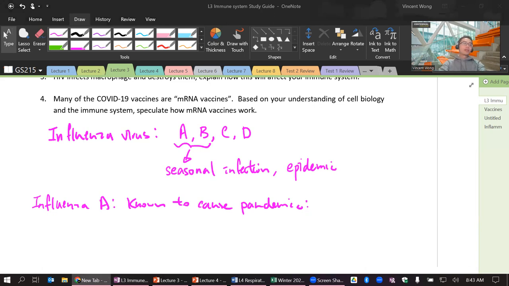SARS is like COVID, actually. They are both coronaviruses. That's not flu, but good try. Anyone else?